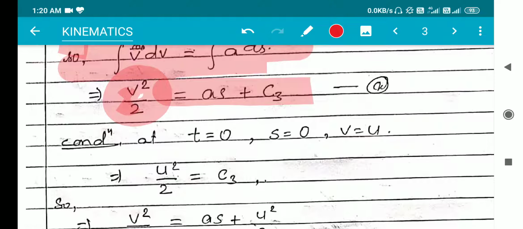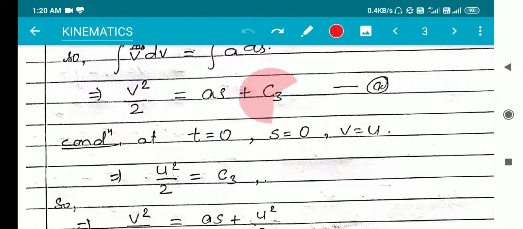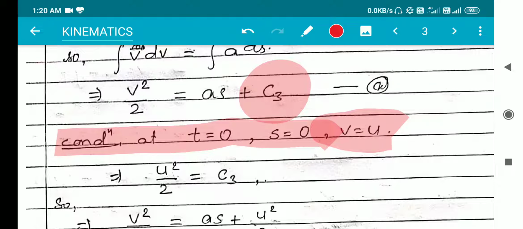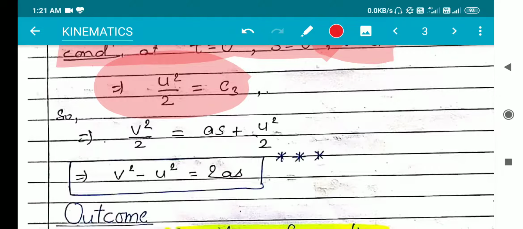Again I have to find the value of the arbitrary constant c3. We apply the condition that at time 0 displacement is equal to 0 and the velocity is u, the initial velocity. So we get the value of the third arbitrary constant c3, which is equal to u square by 2.